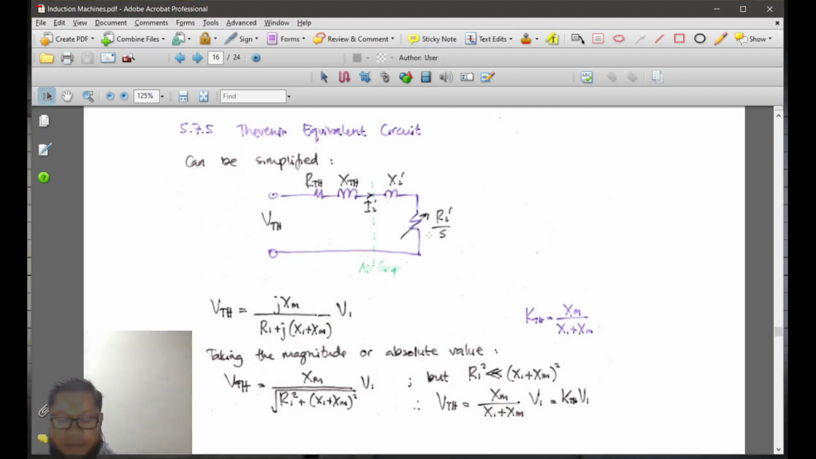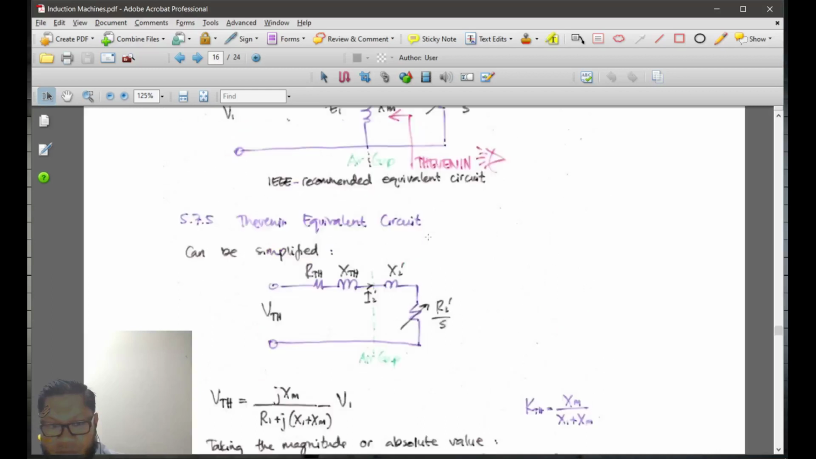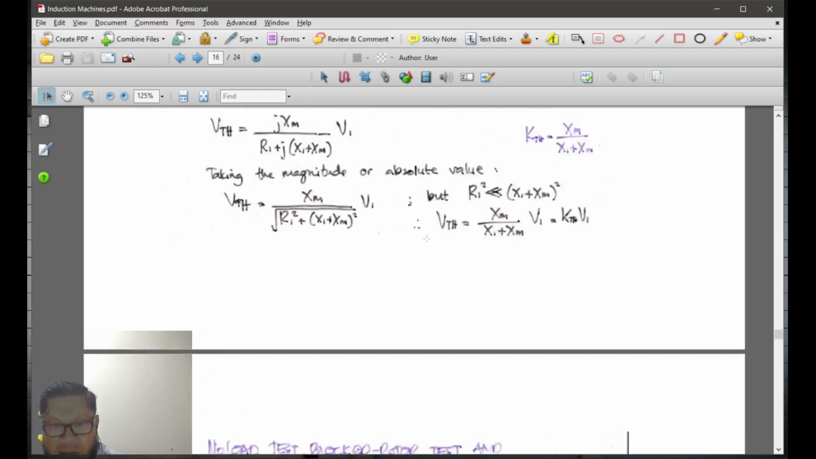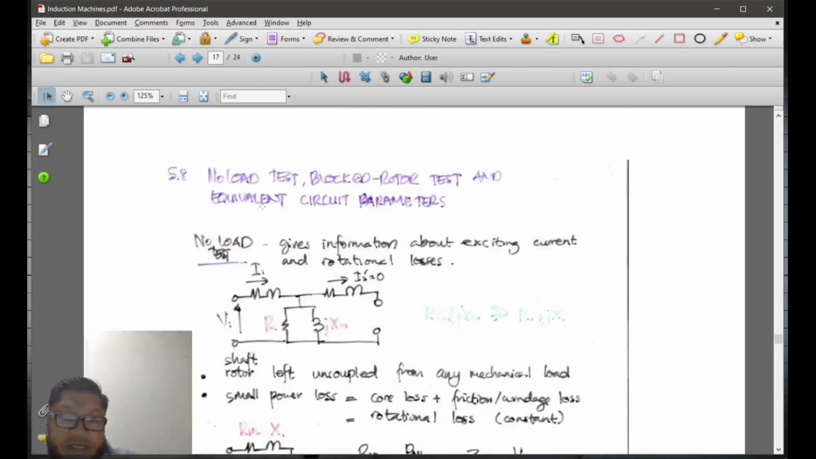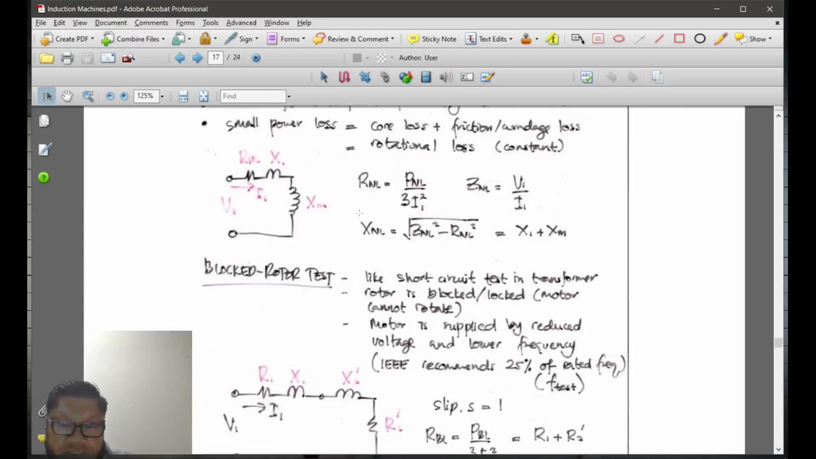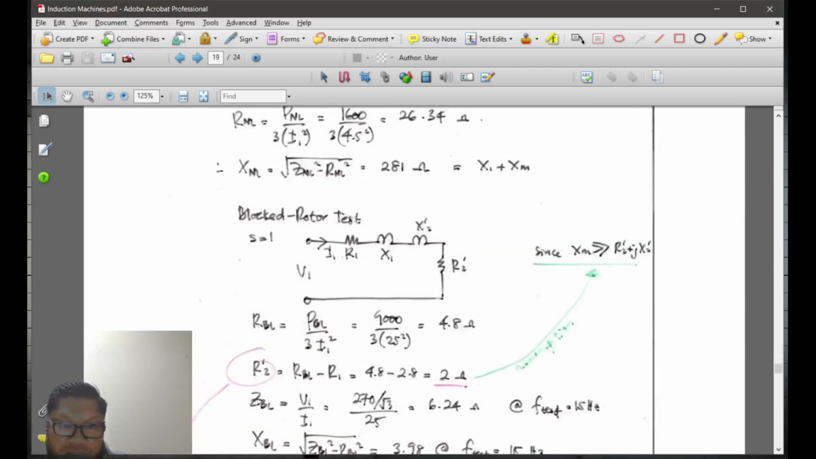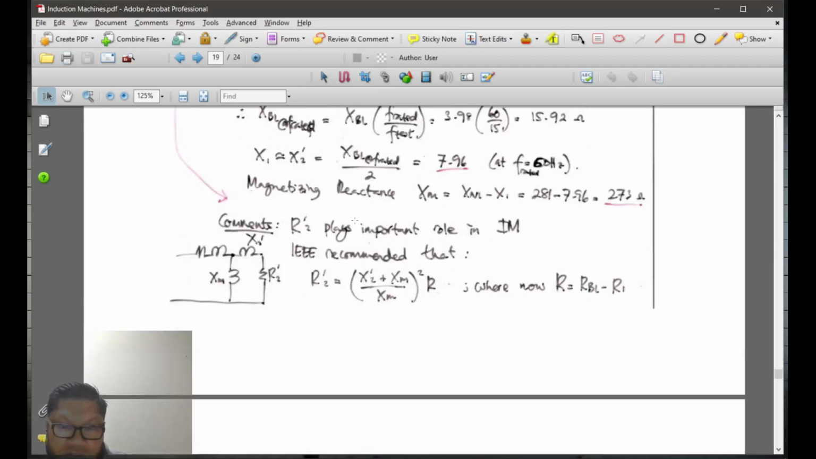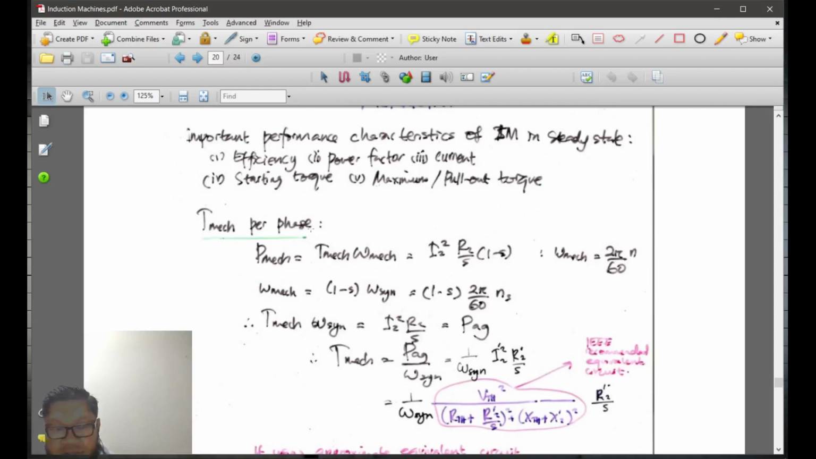You apply the voltage divider rule, and you can also look at ZTH. Good. So you stop there and you got that. This is the no load test and blocked rotor test, this is a revision. And finally, the performance characteristics, you can understand that.